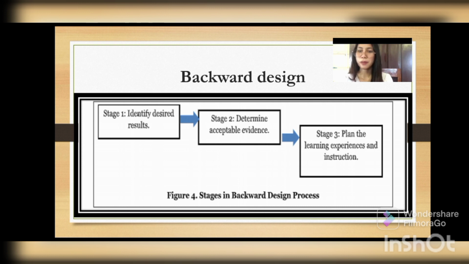Second is determining the acceptable evidence, which is measuring the learning and understanding of the student in the curriculum. And lastly is planning the experiences of instruction, which is more focused on the performance activities which can lead learners to achieve a certain desired result of the assessment and curriculum.